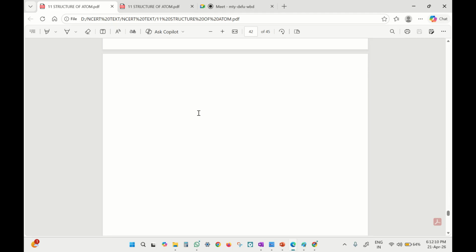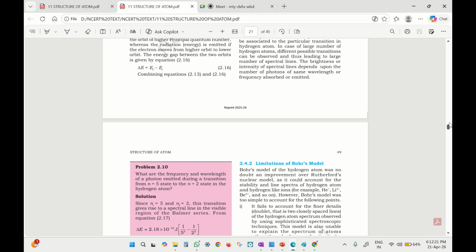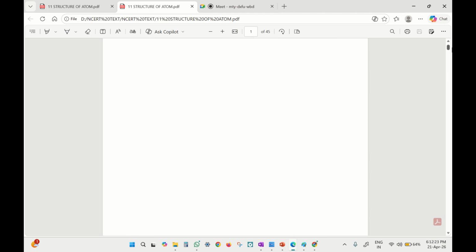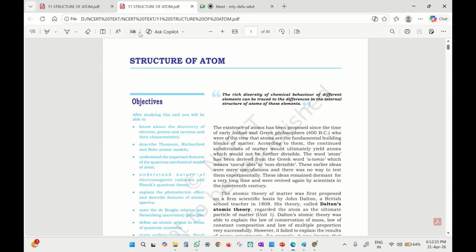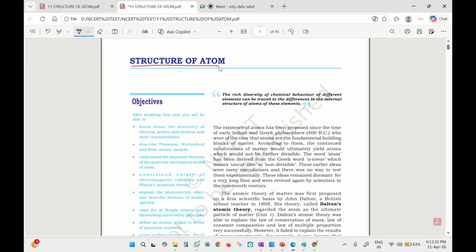Okay. Now coming to the second lesson. We are taking up the second lesson. And what is basically the flow of the second lesson? See here. The name of the lesson is Structure of Atom. Do you remember a similar lesson in class 9?